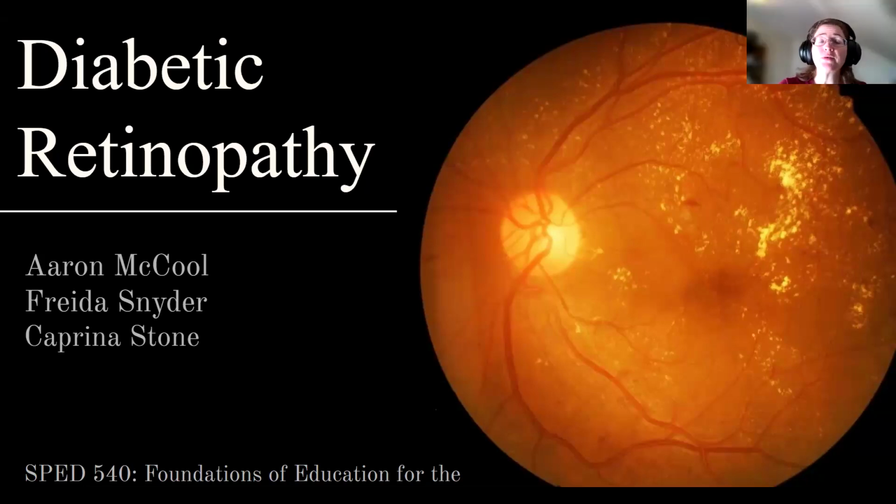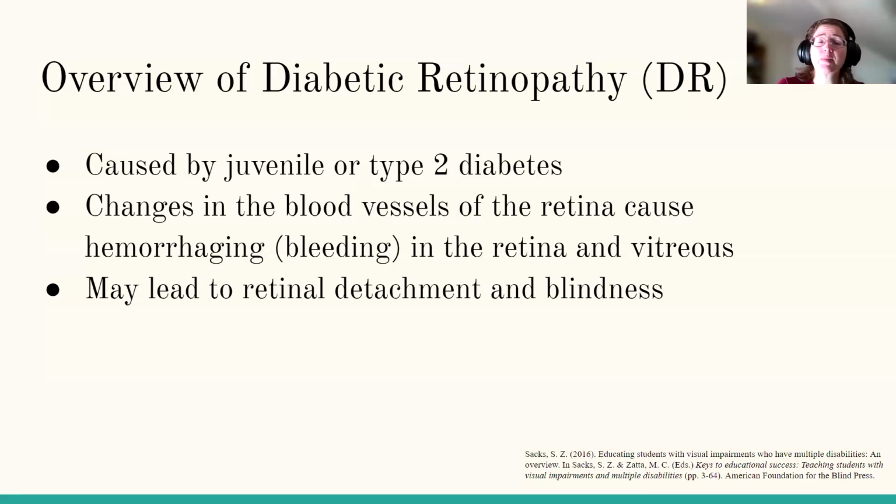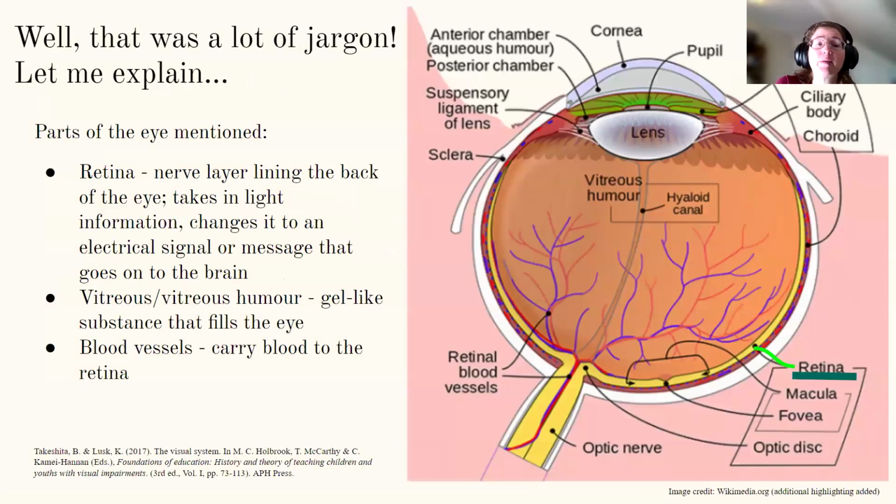All right, so an overview of diabetic retinopathy. It's caused by juvenile or type 1 diabetes or type 2 diabetes. Changes in the blood vessels of the retina cause hemorrhaging or bleeding in the retina and vitreous, and it may lead to retinal detachment and blindness. All right, so I did use some jargon there. Let me break it down.